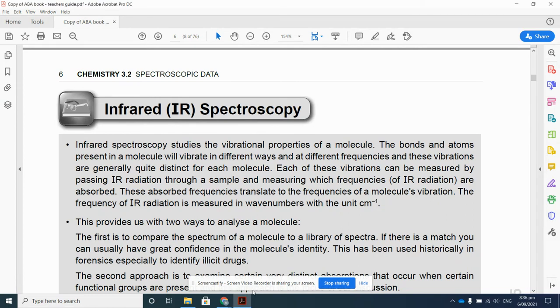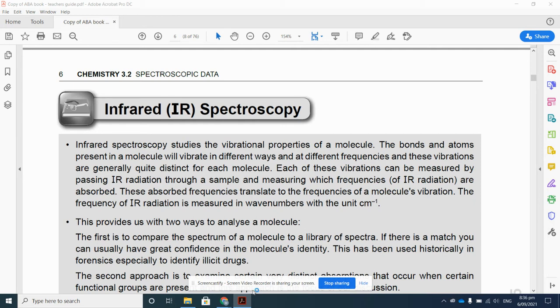I'm going to talk you through the first technique. Now, the first technique is IR, infrared spectroscopy. It is the simplest one. You don't need to know anything about how these techniques work. You just have to be able to analyze the spectra that are produced.